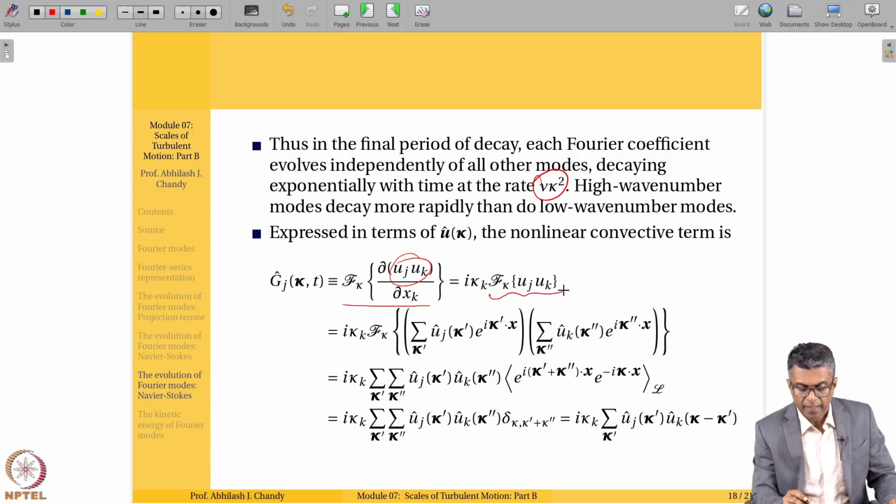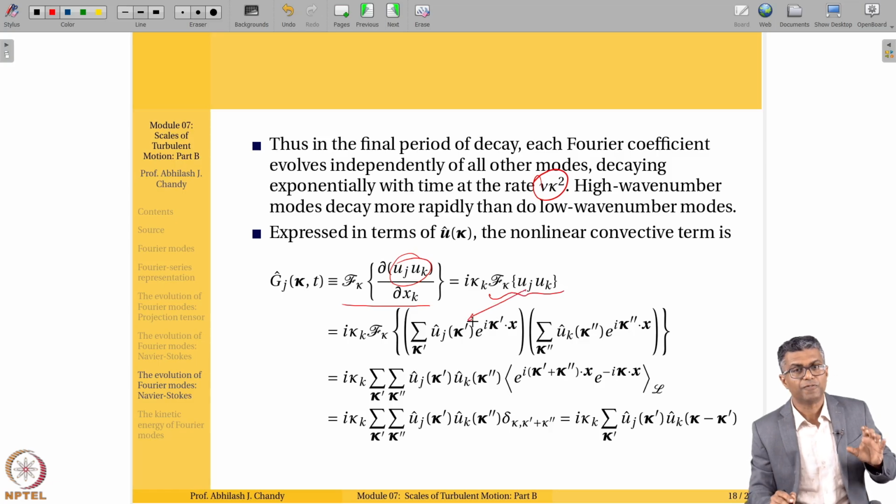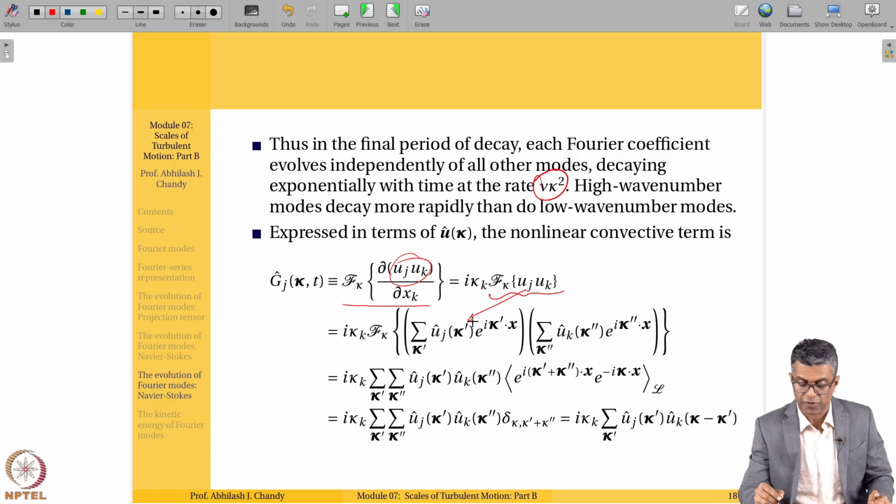And then now what I do is, I will write uj as an inverse Fourier transform, because uj is in physical space, uk is in physical space.